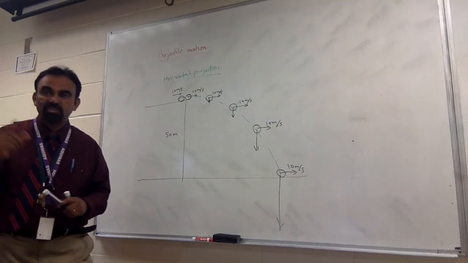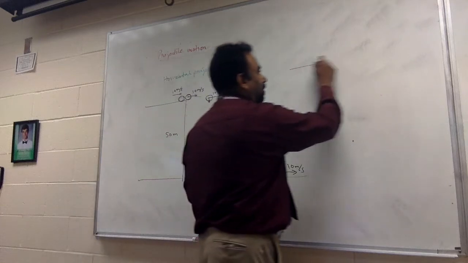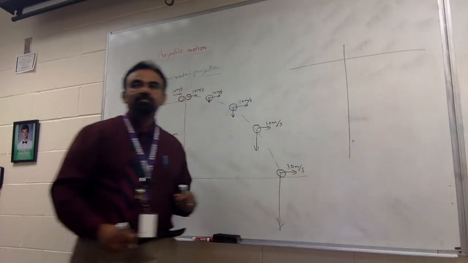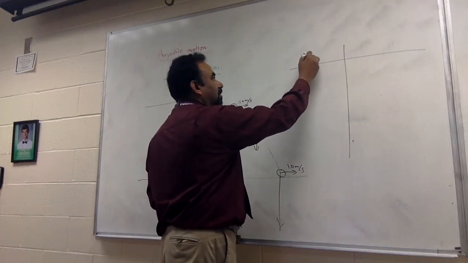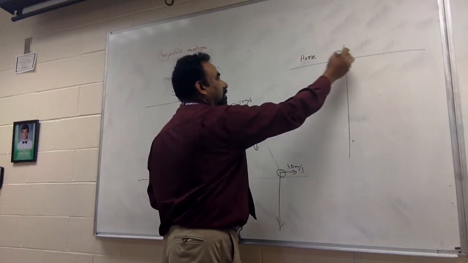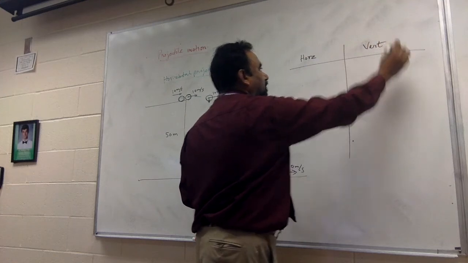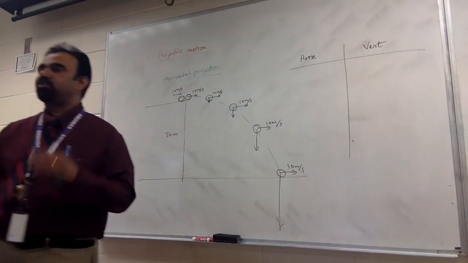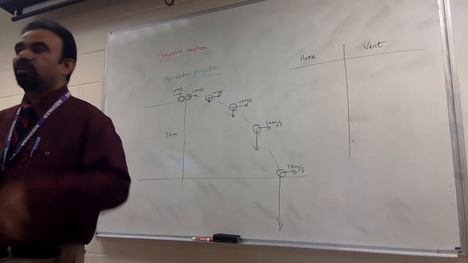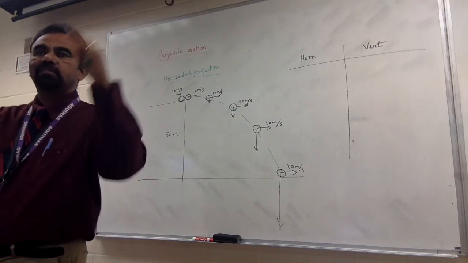Simple. First thing you should do is make a table. And what are you going to do on the table? Mark it as horizontal and vertical. So in other words, we are splitting this problem into two problems, a horizontal problem and a vertical problem.